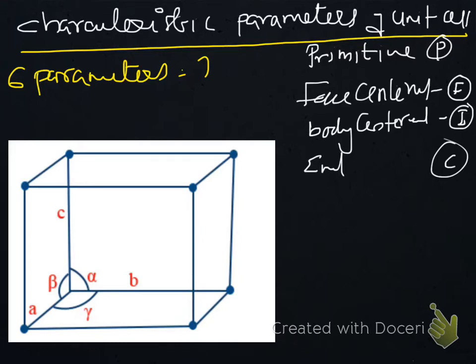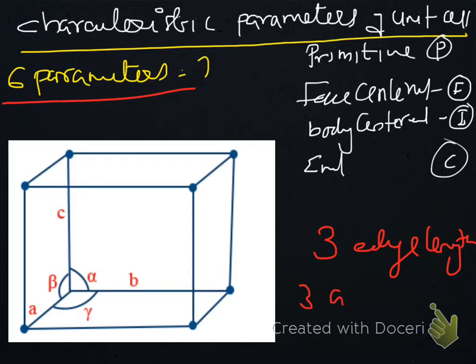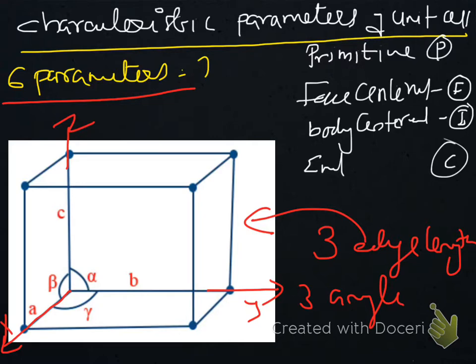Each unit cell is characterized by 6 parameters. They are 3 edge lengths and 3 angles. In this picture you can see that we have 3 axes: the x axis, y axis and z axis.